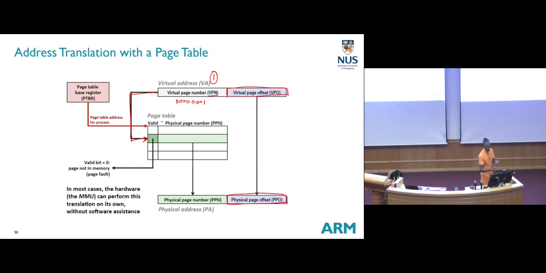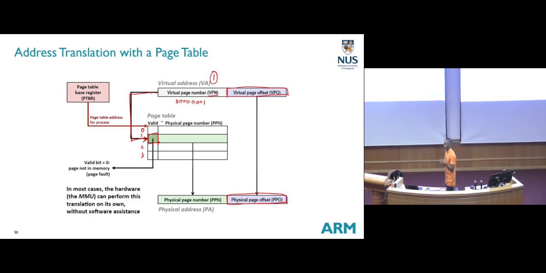In this page table, let's say this is entry 0, entry 1, entry 2, entry 3, and so on. If the virtual page number, the upper 8 bits in this example, has a value of 1, then I will reference entry number 1 in the page table. So now I go to entry 1 in the page table. At this particular entry, the first thing that I will check is this bit. Is it valid?